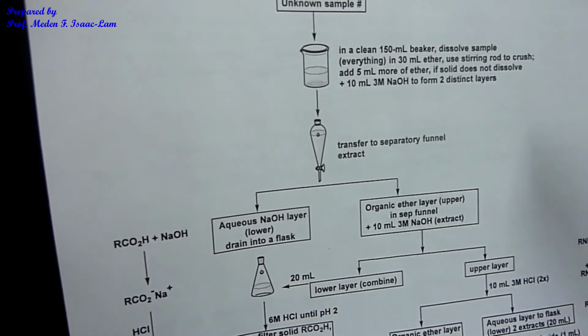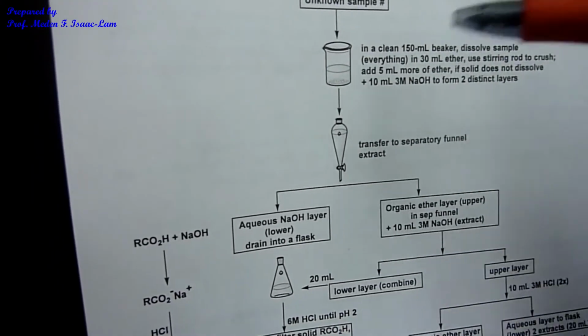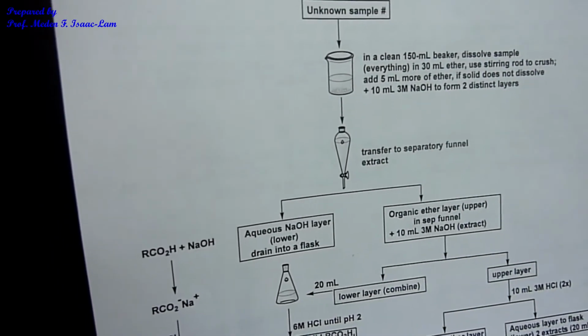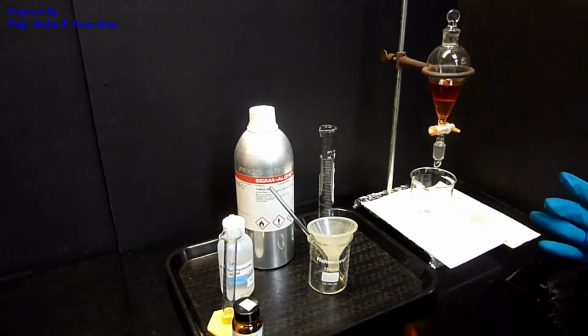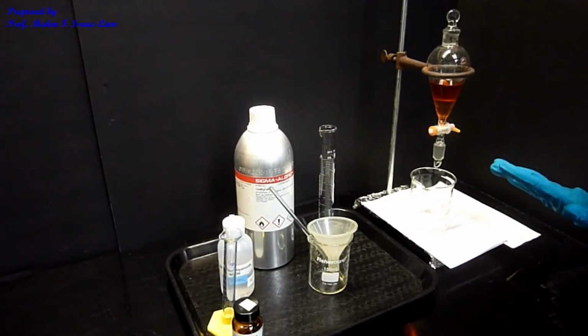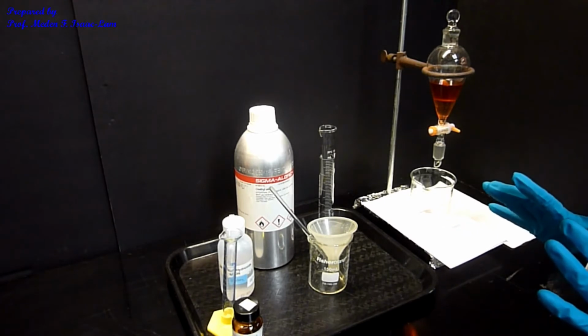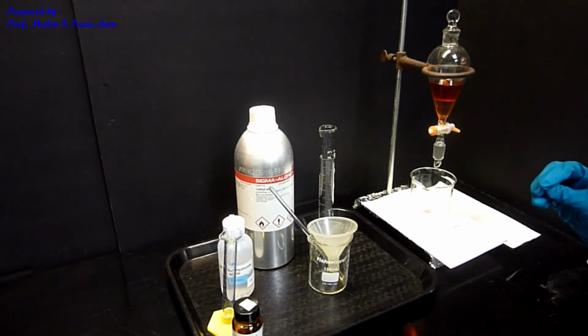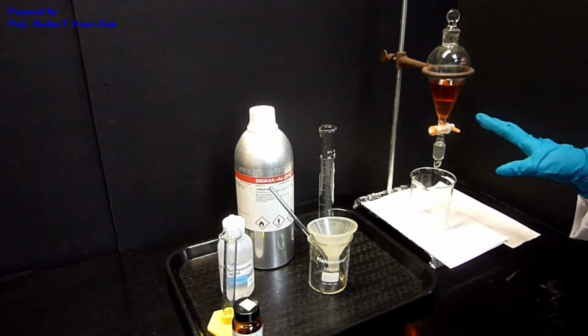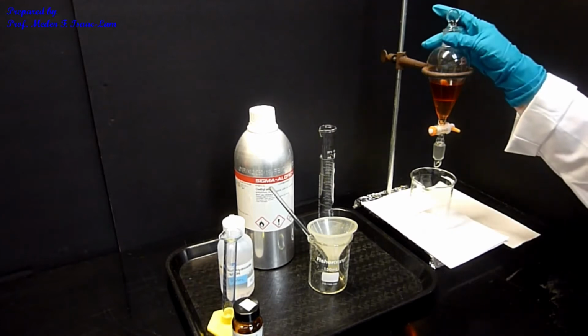So again, this is the flow chart of the procedure, and this is also called the schematic diagram, showing you from the top to the bottom. This is now the liquid-liquid extraction part of the experiment. Again, liquid-liquid extraction is a technique to separate a component. When I added the base, it formed 2 layers. So I'm now going to extract.